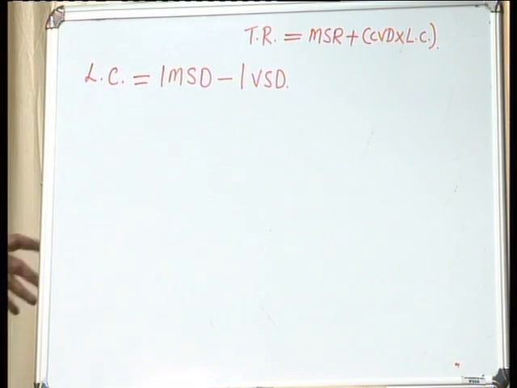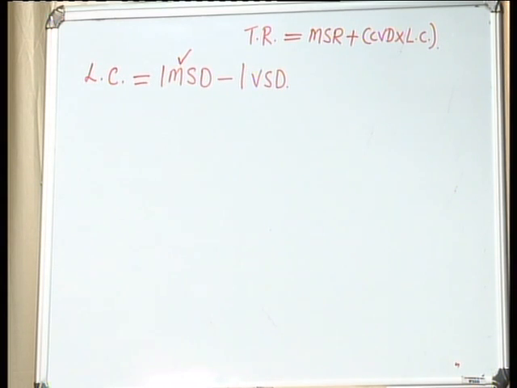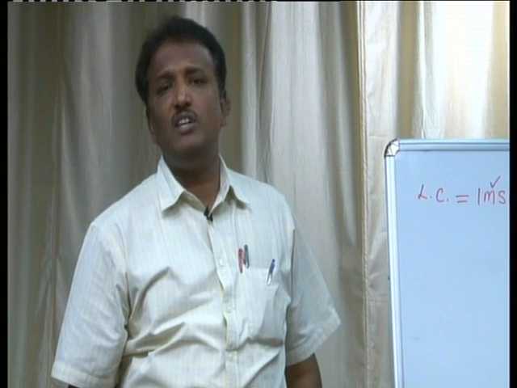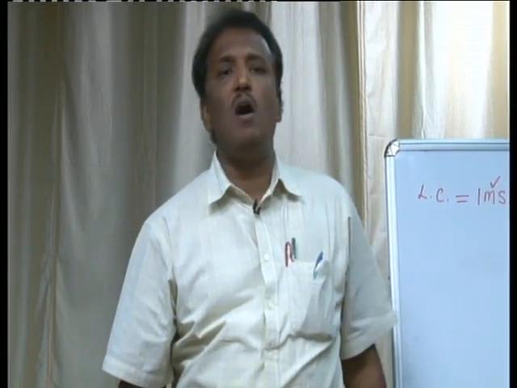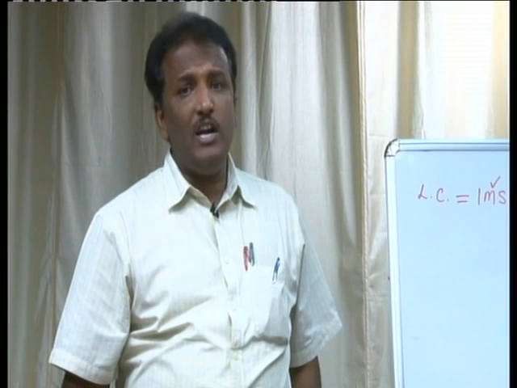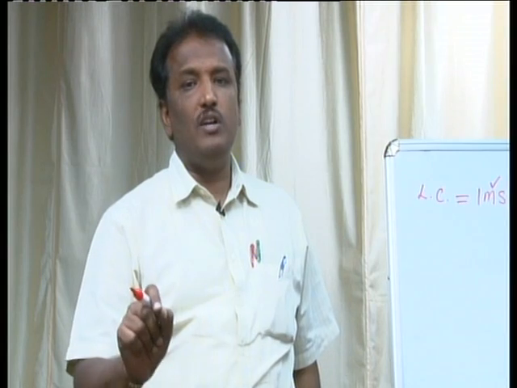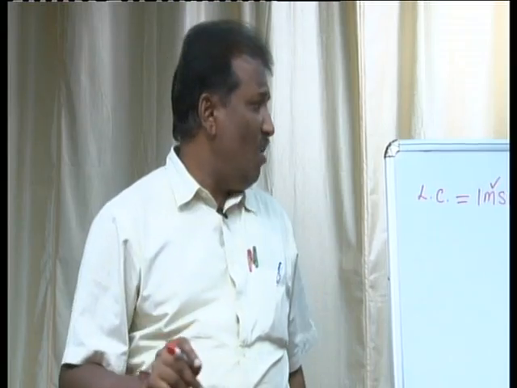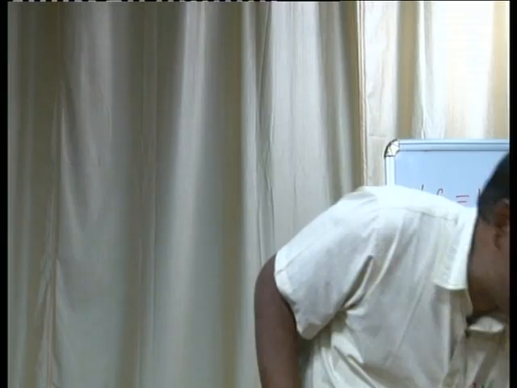Now the question is, what is the value of 1 MSD? As I explained earlier, the main scale is graduated in centimeter. Since it is graduated in centimeter, the value of 1 MSD is definitely 1 mm or 0.1 centimeter. While explaining the different parts of the vernier calipers, I never said the vernier scale is graduated in centimeter or millimeter or meter. The fact is, the vernier scale simply has 10 divisions.